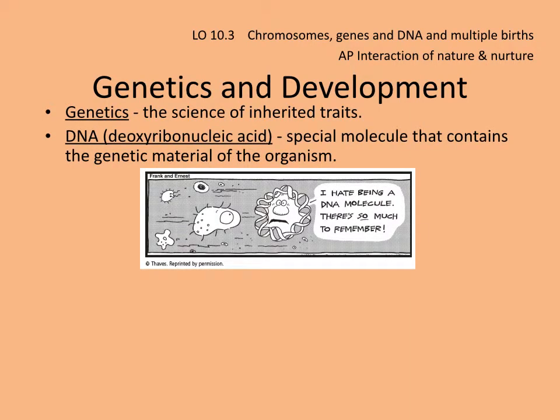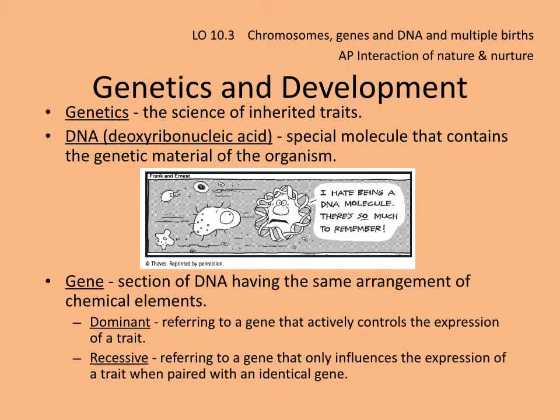Now, when we talk about genetics, we have to talk about DNA. DNA is a special molecule that contains the genetic material of an organism. This is essentially the recipe of how you are you. Now, a gene is a section of DNA, so it's a smaller part having the same arrangement of the elements. The genes are what carry your information of what makes you blonde, what makes you have blue hair, all those things. DNA decides whether you have blue hair or brown hair, how tall you are, how much you weigh, all those different types of things are going to fall into it.